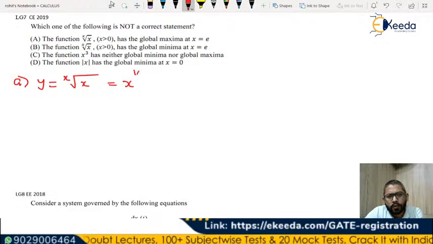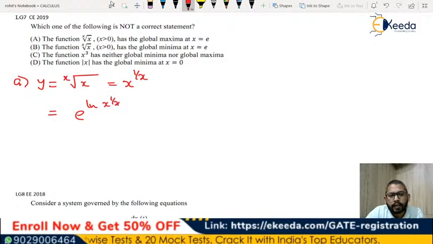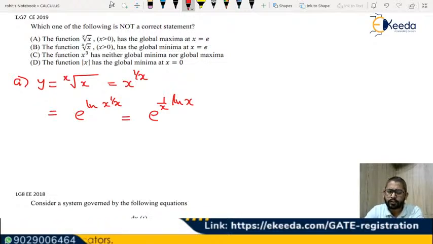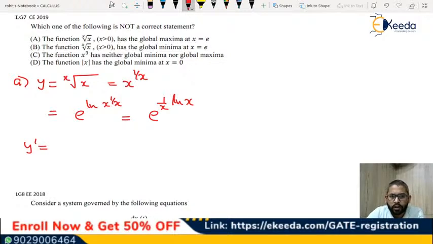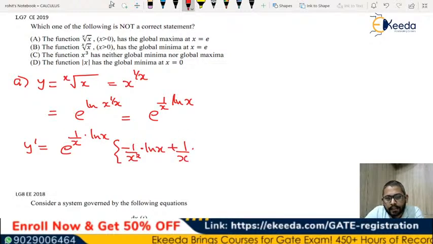We can write it as x to the power of 1 by x. We can also write it as e to the power of ln of x to the power of 1 by x, and of course we can also write it as e to the power of 1 by x ln of x. I have just used the properties of log and anti-log, right? So we can write this function like this. Now the derivative of this function can be easily found. E to the power of 1 by x into ln x will be e to the power of 1 by x into ln x, into derivative of 1 by x ln x, which is minus 1 by x square into ln x plus 1 by x into the derivative of ln x, which is 1 by x.